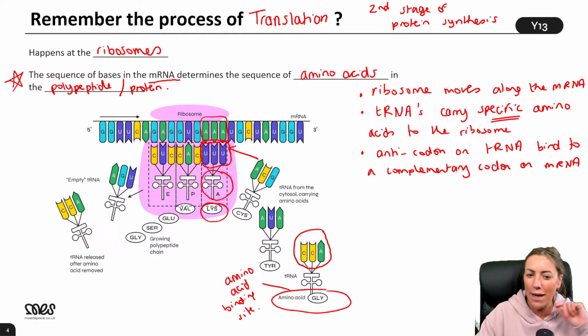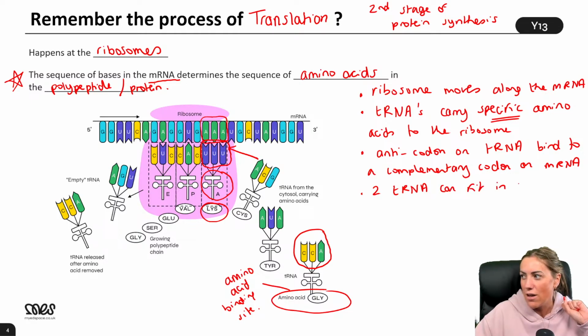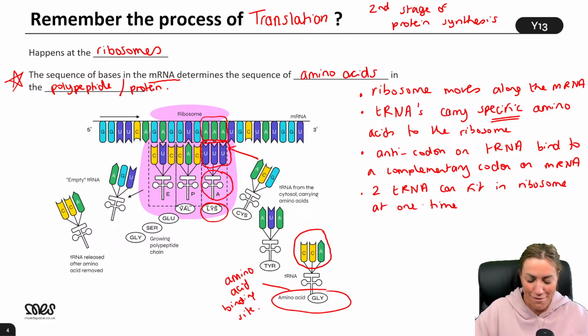I'm just pausing because I'm looking at my diagram and I'm thinking, this shows 3, but that is incorrect. Because you're right, Jennifer. It is actually only 2. So I might have to get this diagram edited. That is a good spot because it is only 2. So the anticodon on the tRNA binds to the complementary codon on the mRNA. I'm going to steal Jennifer's point and say 2 tRNA can fit in the ribosome at one time. Okay, not 3 like the diagram suggests.